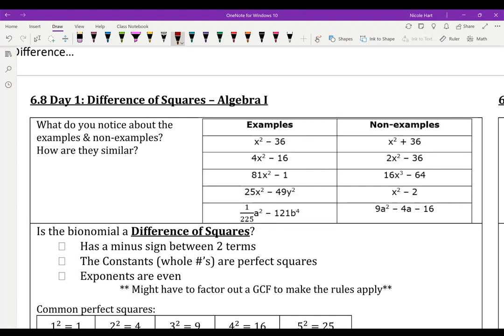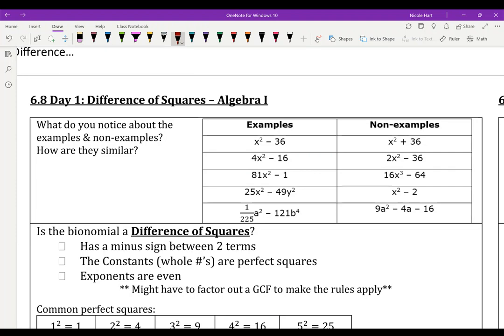Hi everybody, today we are going to be reviewing the difference of squares. So the difference of squares is another factoring tool that we can use, but we have some very specific requirements in order to do that. But first I want to talk about these examples that I have listed on the screen.